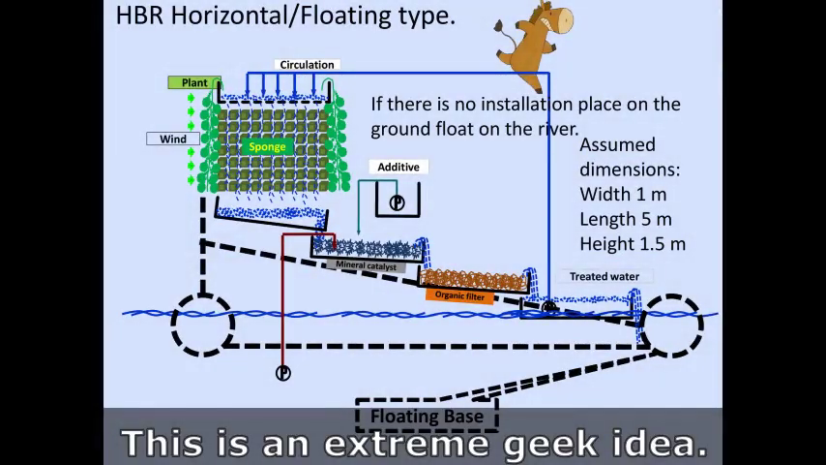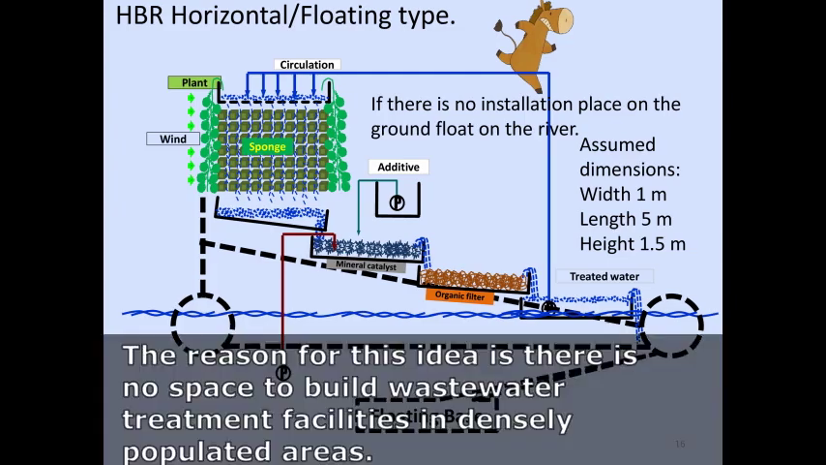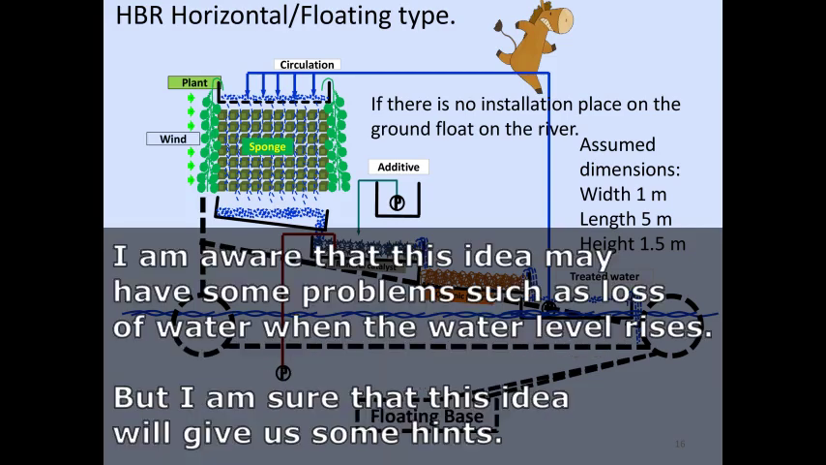This is an extreme geek idea. The reason for this idea is there is no space to build wastewater treatment facilities in densely populated areas. The rivers in such places are polluted with sewage. The surface of the river is free so we can use it. I am aware that this idea may have some problems, such as loss of water when the water level rises. But I am sure that this idea will give us some hints.